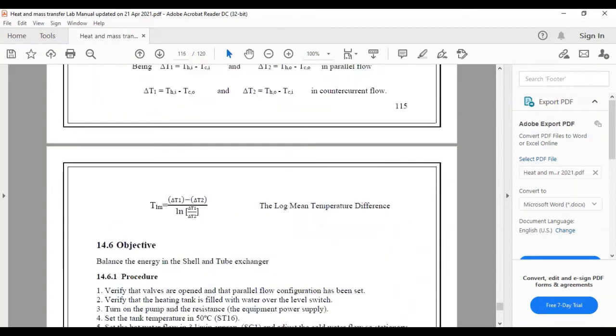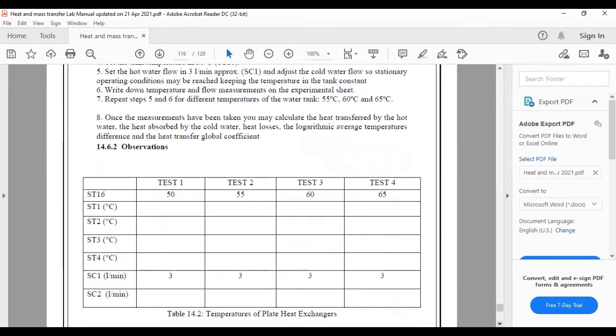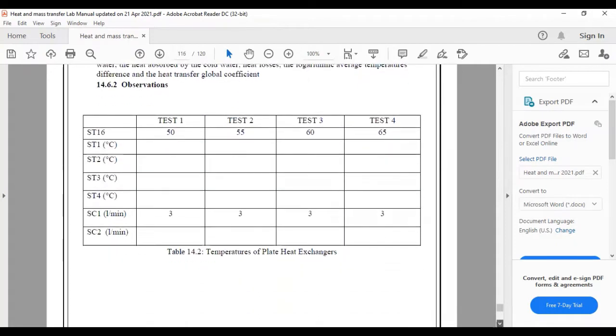So now before moving towards the lab, I want to show you the observation table. These are all the observations we will make here. We will basically provide the temperature to the hot water tank, that is ST16. We will provide different values of temperature, maybe 50, 55, 60 and 65. We will take 4 sets of readings, and then we will note the values of ST1, ST2, ST3, ST4, SC1, that is the flow rate, and SC2, that is the flow rate of cold water from the experiment.